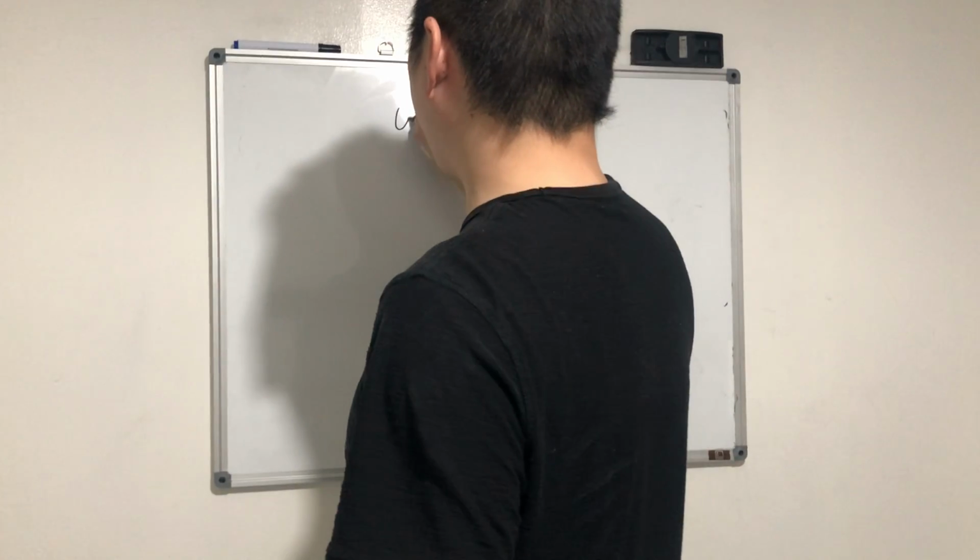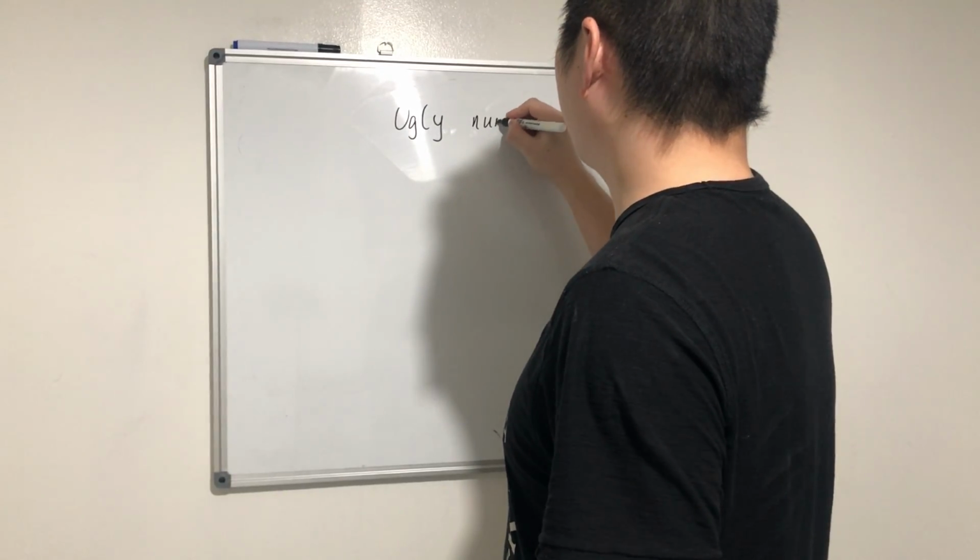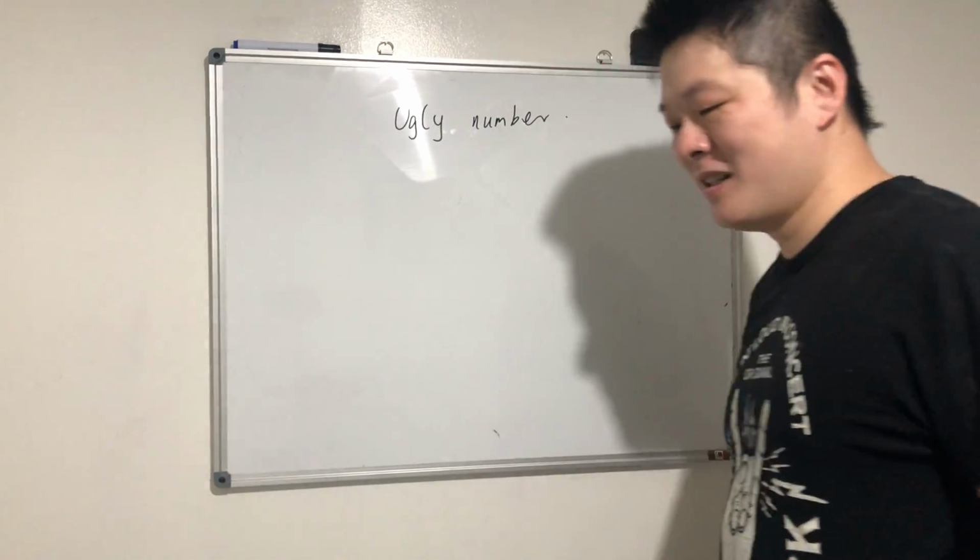Ugly. You know what's ugly? Ew. What's ugly? The opposite of beautiful. Yeah. Okay. Ugly number. Ugly number.